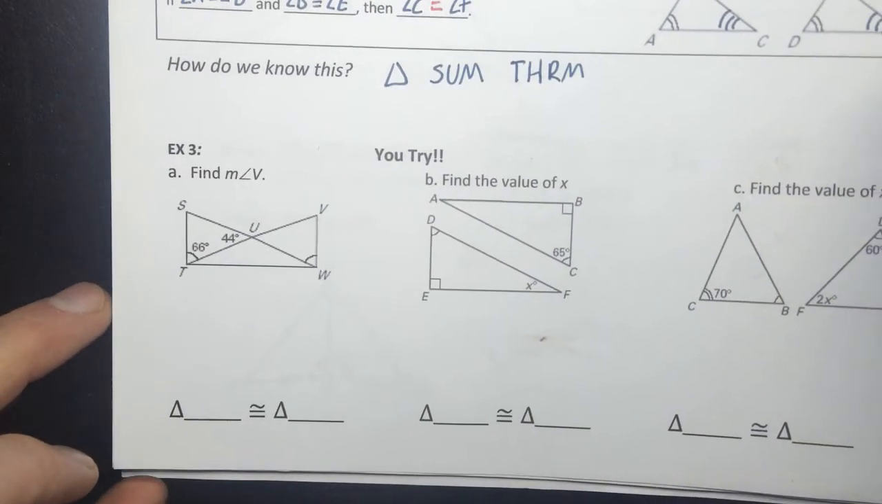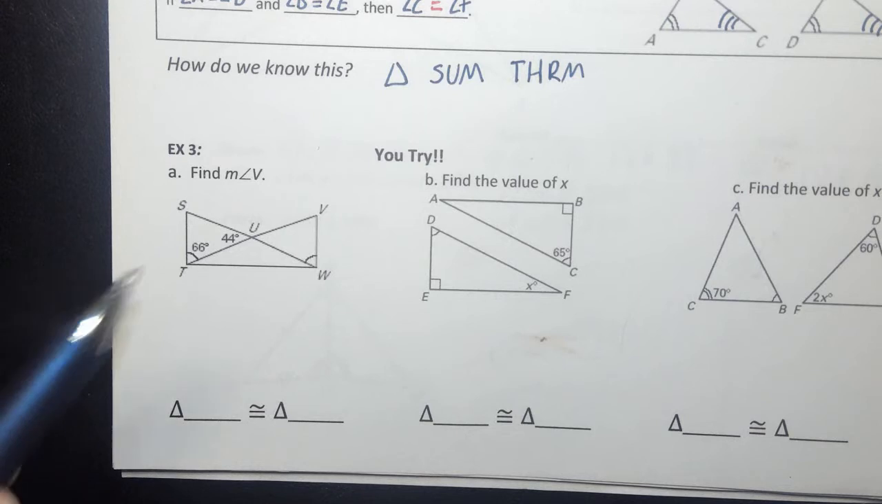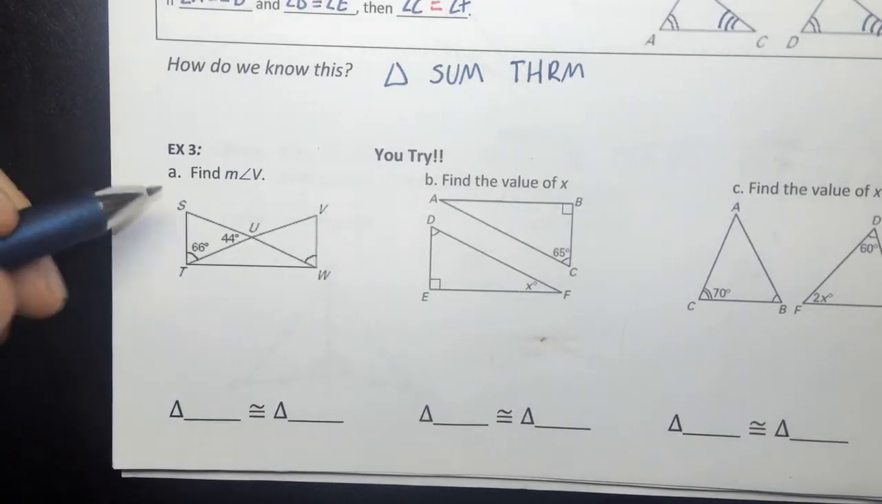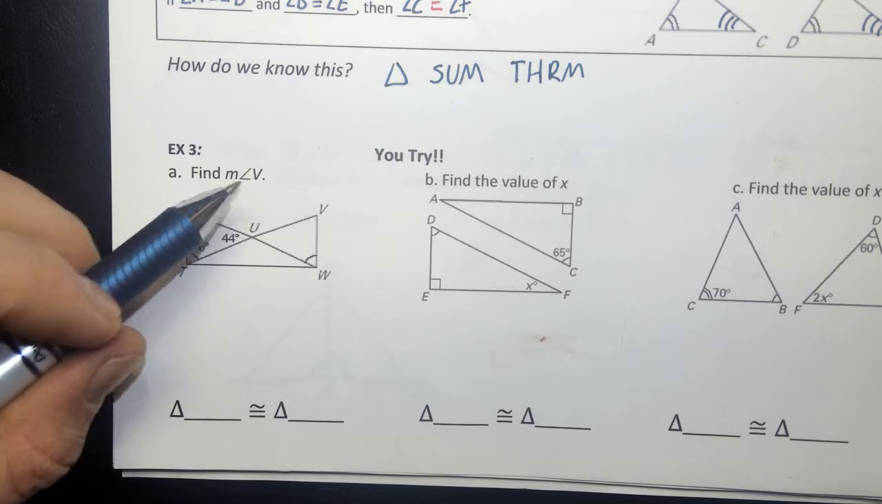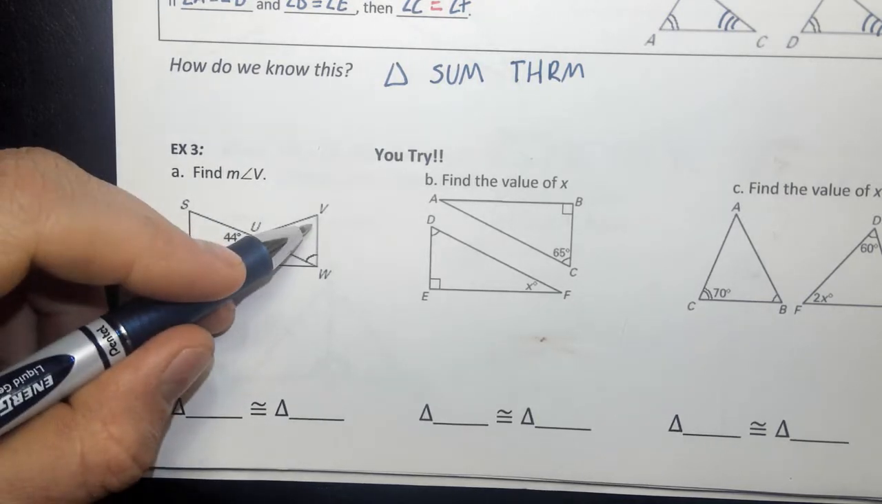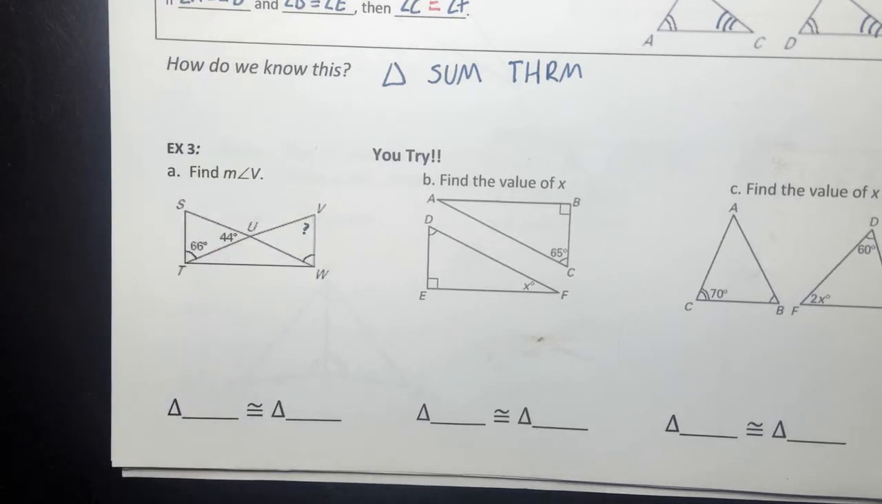Okay, let's try a little example problem that's going to use that kind of fact. So right up here, I have some more triangles, and I want to try to find the measure of angle V. Angle V is going to be living right up here, and so we're going to try to see if we can figure out what number is going to live in that spot right there. So let's see if we can do it.